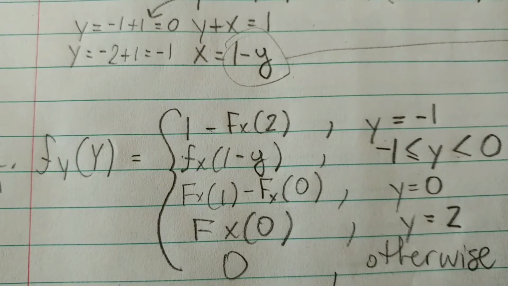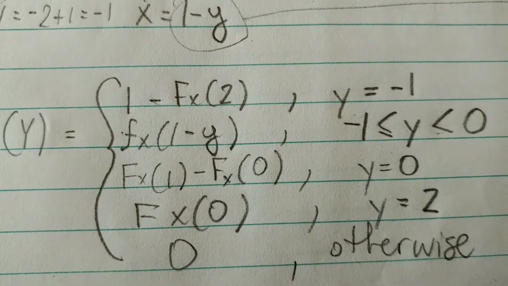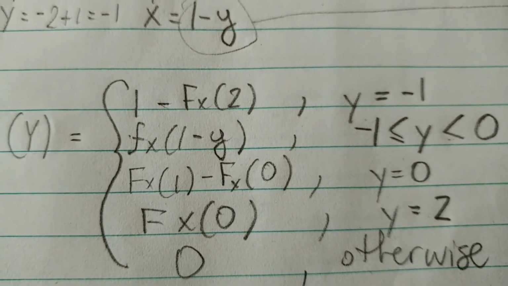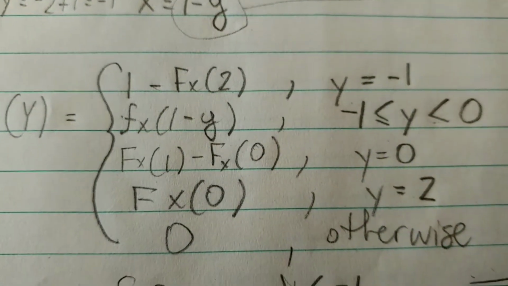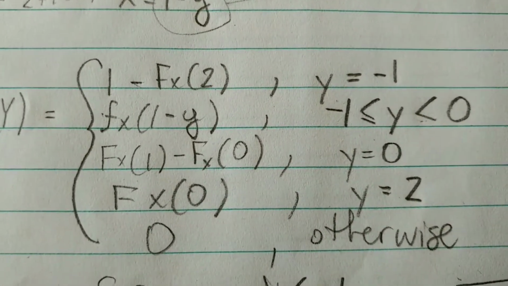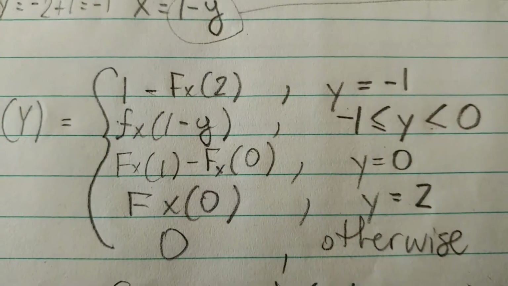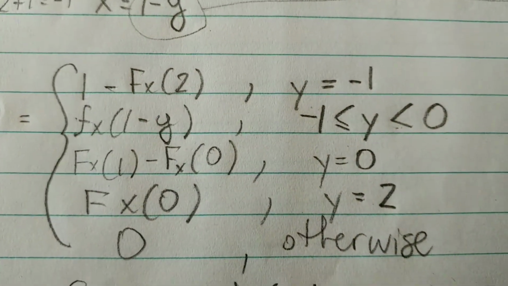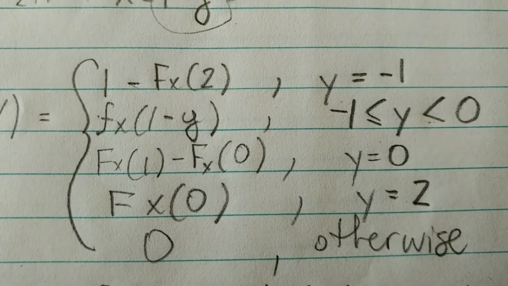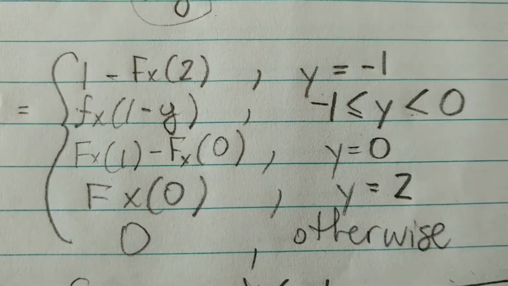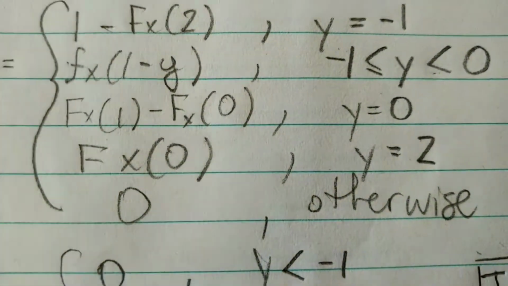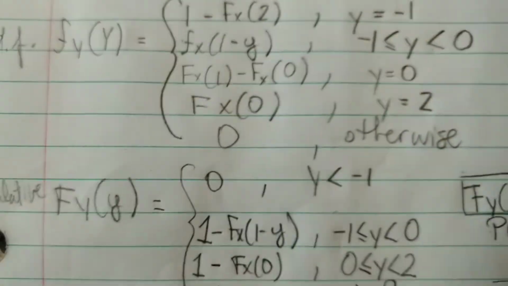And so then when we write that into the density function, we have when Y equals negative 1, the function is equal to 1 minus F_X of 2. When Y ranges from negative 1 to 0, the function is equal to f_X of 1 minus Y. When Y is equal to 0, the function is equal to F_X of 1 minus F_X of 0. When Y equals 2, the function is equal to F_X of 0, and then in all other cases, it's equal to 0.